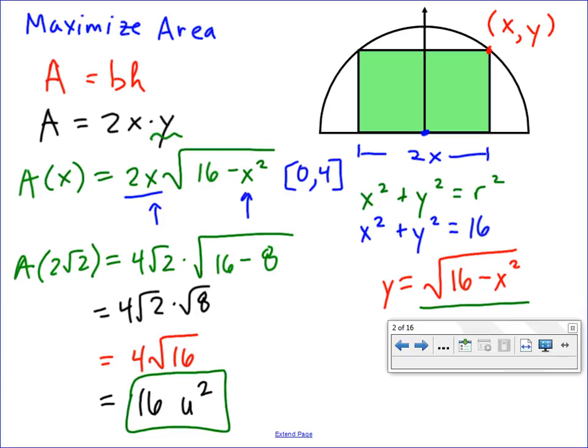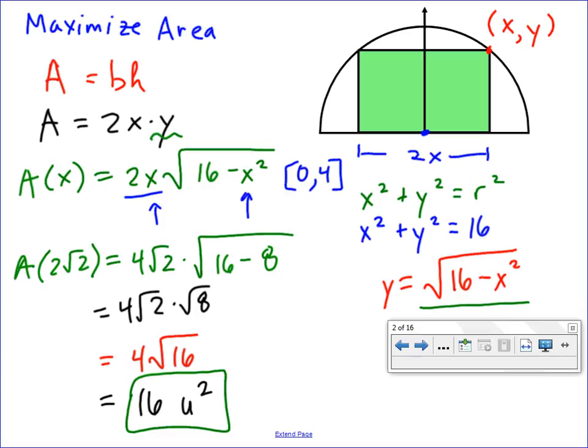Therefore, the maximum area possible of a rectangle inscribed in a semicircle of radius 4 happens to be 16, or 4 squared. Coincidence? I don't know. That'd be something that you could investigate further if you so choose. That's kind of neat. All right, so I've got some questions for you.